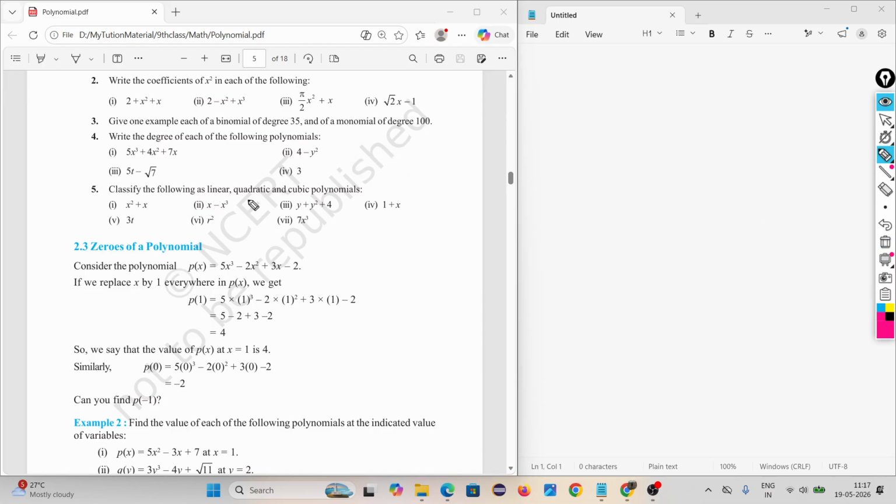Classify the following as linear, quadratic and cubic polynomials. Linear means degree 1, quadratic means degree 2, cubic means degree 3. Look here, the highest power is 2, so it comes under quadratic. Here 3 is cubic, here 2 is quadratic, here 1 is linear.